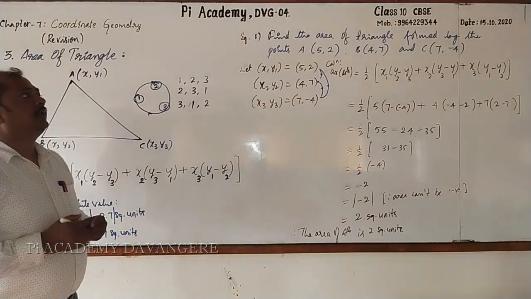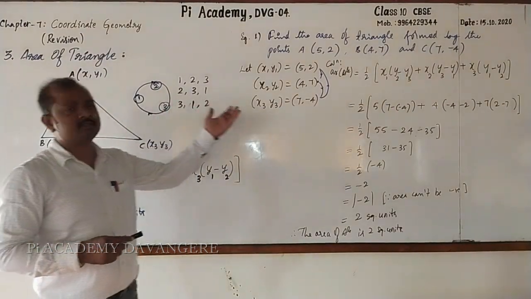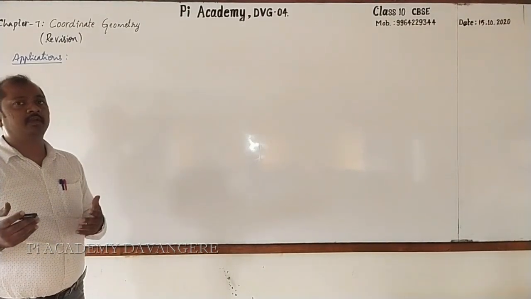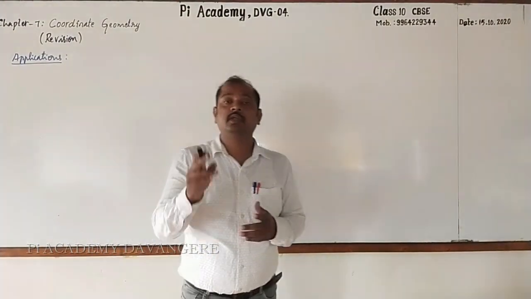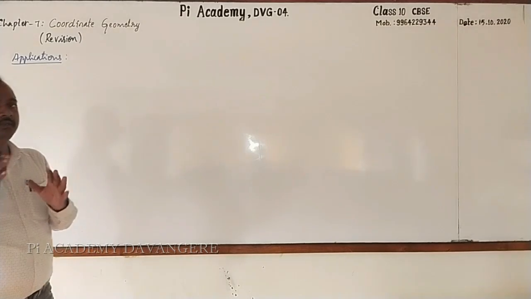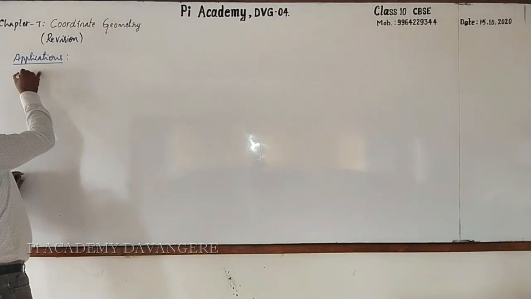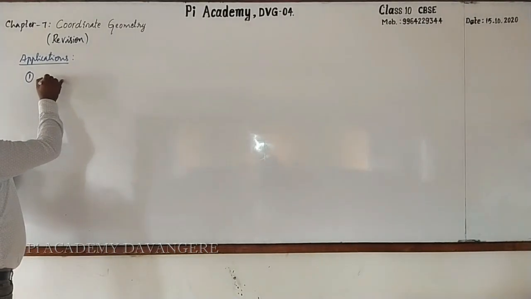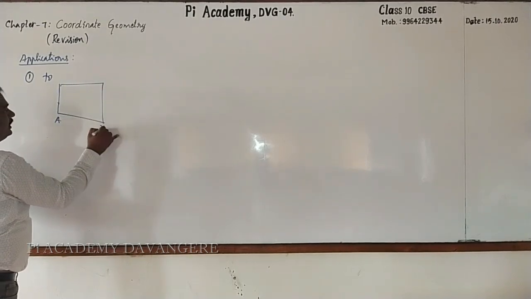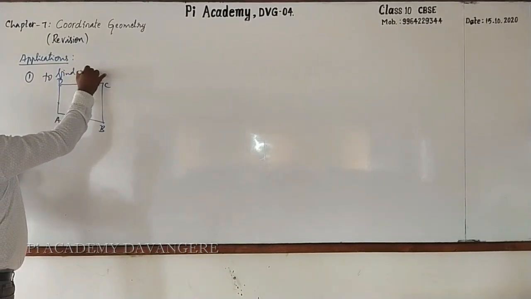Yes. Now, I'll give you two more important problems, and they are also applications of this area of triangle. First, copy that. Dear students, we have learned how to find the area of a triangle when the coordinates of its vertices are given. And this has some applications. Let me tell you one by one. First one is, it is used to find the area of a quadrilateral. See that ABCD is a quadrilateral. You can find out its area.